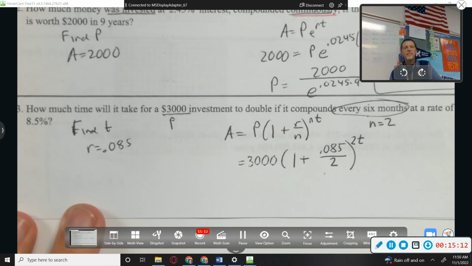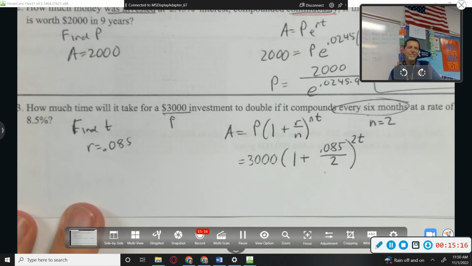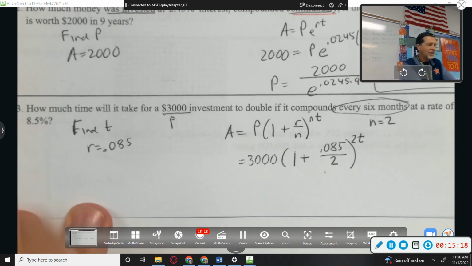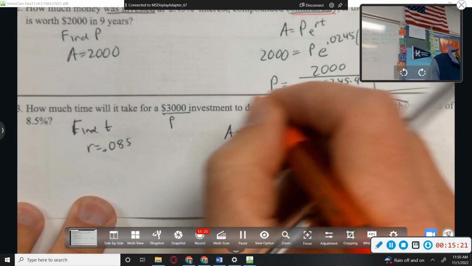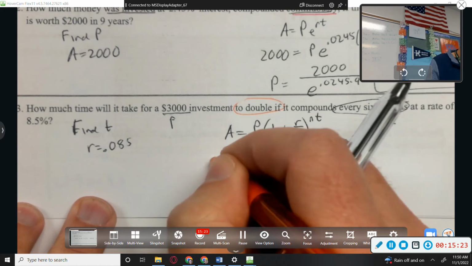They didn't tell us the after. Wait, don't you know 6,000? They didn't directly tell us the after. They wanted you to read carefully. If it doubles, then it's 6,000.